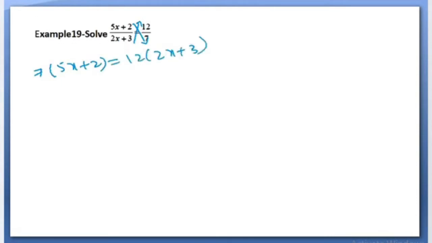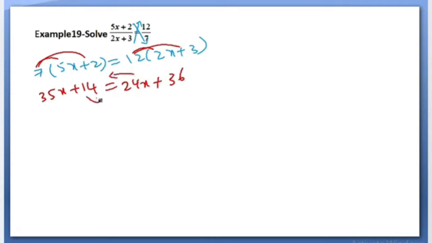Now multiply each term. 7 times 5 is 35x, plus 7 times 2 is 14, which is equal to 12 into 2, that is 24x, plus 12 times 3 is 36. Now transfer this 24x to the left side and plus 14 to the right side.